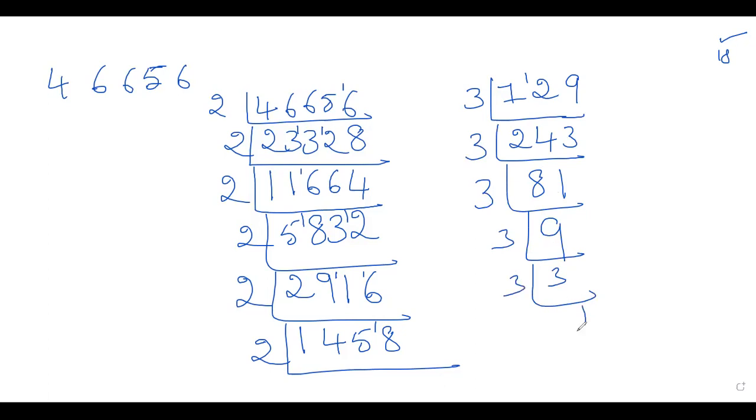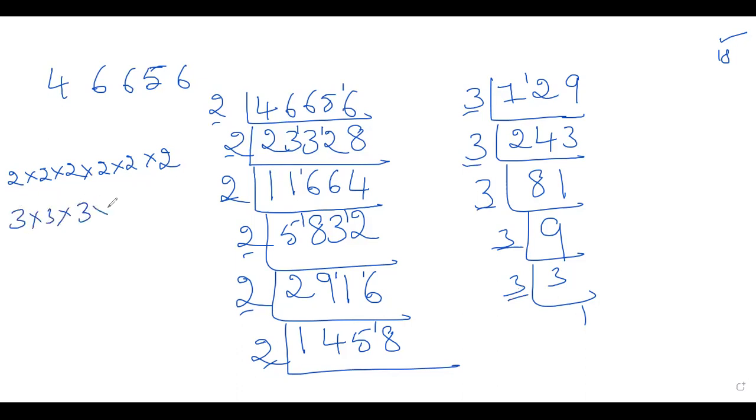Yes, now count the number of 2s. 1, 2, 3, 4, 5, 6. Write 6 times, children. How many 3s? 1, 2, 3, 4, 5. Yes, we are getting all the number of times.